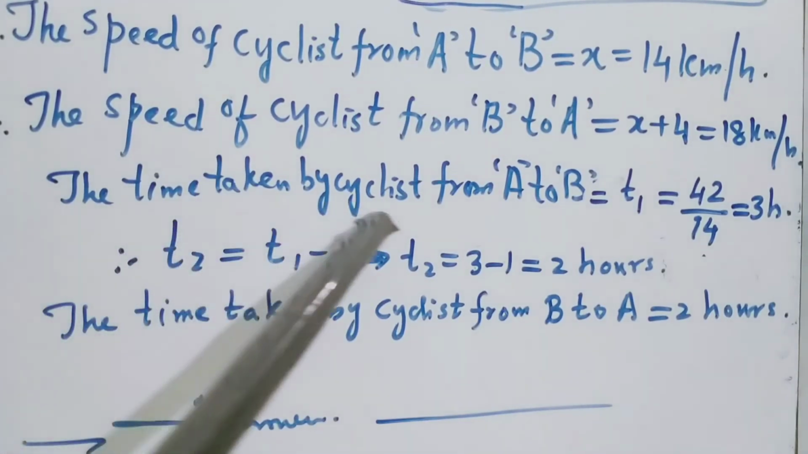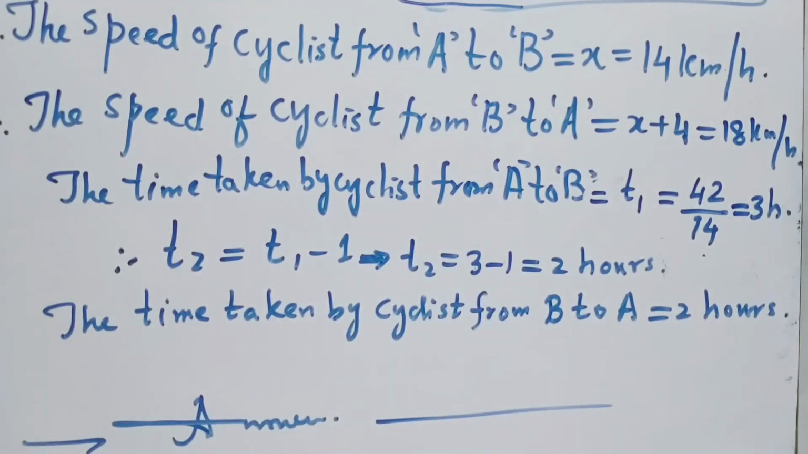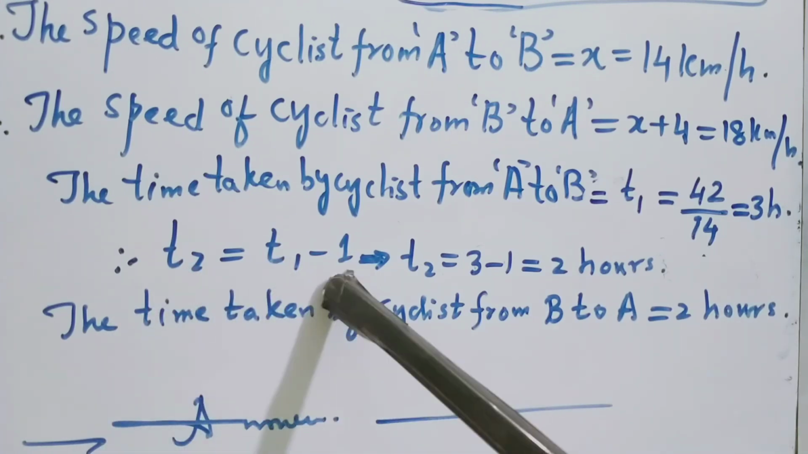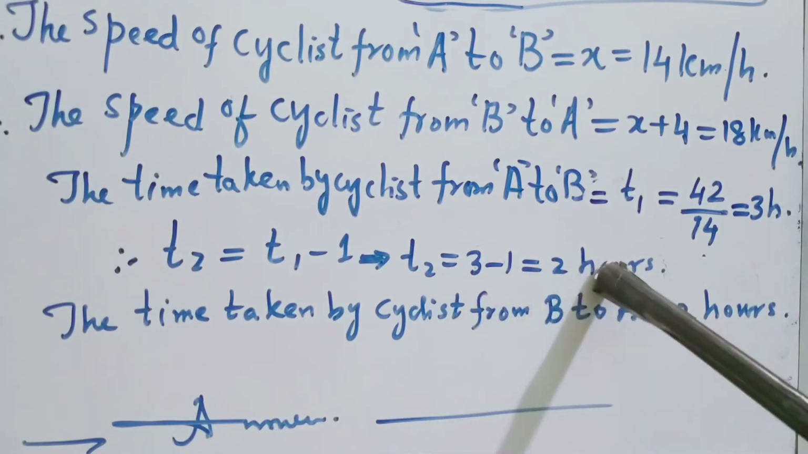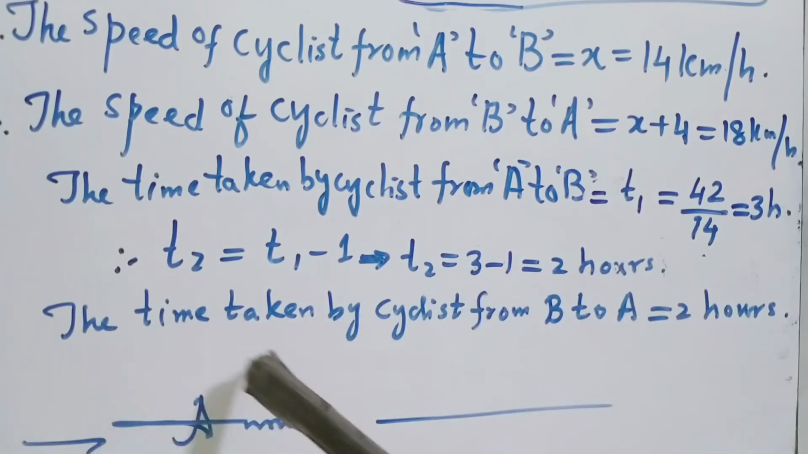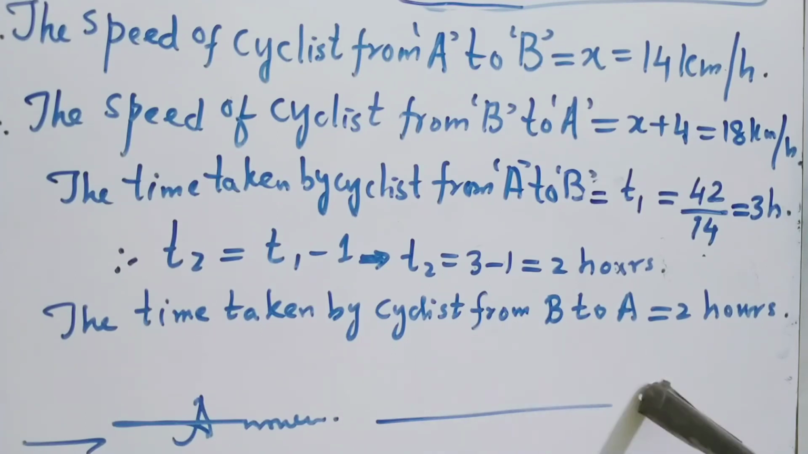Now the time taken by the cyclist moving from A to B is t1, that is 42 divided by 14, and 14 will cancel out 42 as 3. 14 ones are 14, 14 threes are 42, that is 3 hours will be the time taken. So the value of T1 is equal to 3 hours. Now we know that T2 is equal to T1 minus 1. So T2 is equal to 3 minus 1, is equal to 2 hours. So the time taken by the cyclist moving from B to A is equal to 2 hours.